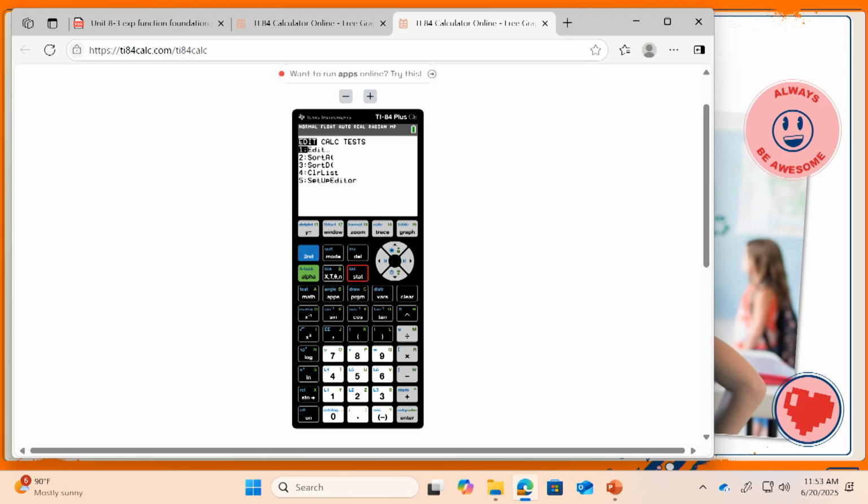So I am going to scroll right to calc and go all the way down. We're reading, and we're looking for that exponential regression. So there we go. My x's are going to be my L1, my y's are going to be my L2, and we're going to go down to calculate and press enter. So we notice that my y-intercept is a 4, and then we said that our common ratio was a 3. So we have it right there.